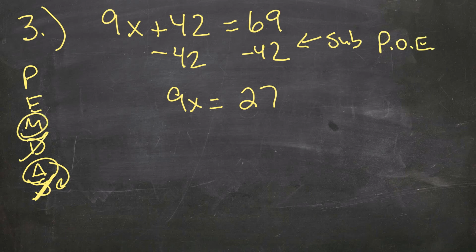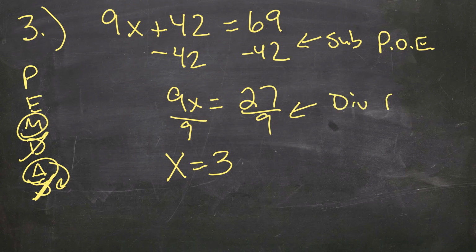There is no division, but look, there's multiplication, so I divide by 9 on both sides. I get x equals 3. Now I have to check my work. Remember, the reason I was allowed to get rid of that multiplication was the division property of equality.